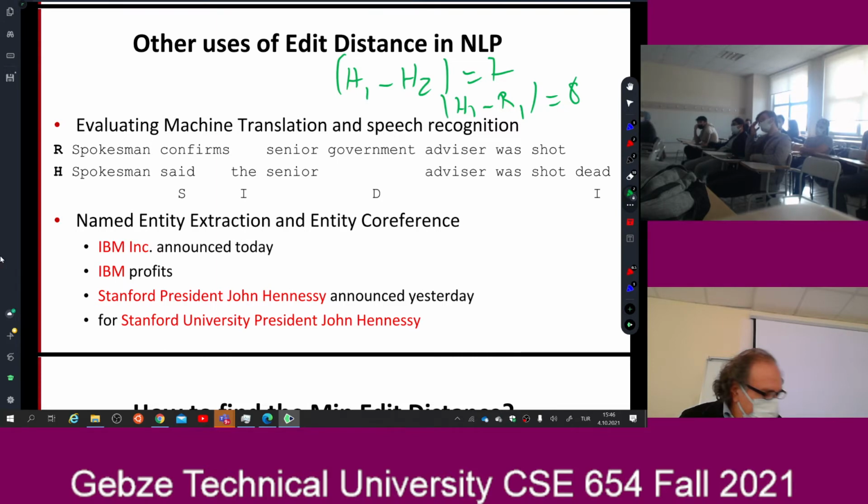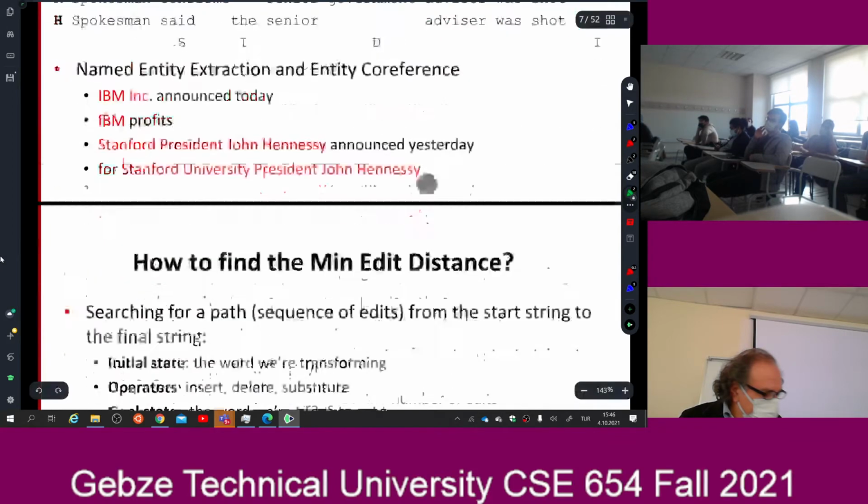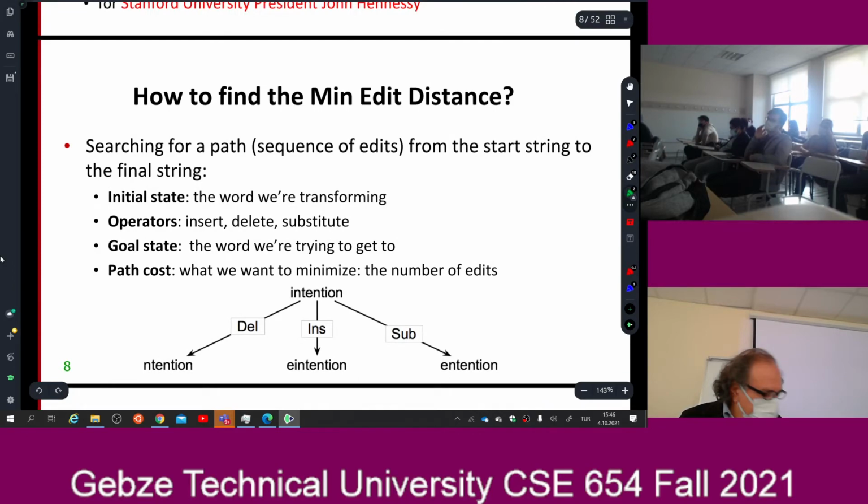Named entity recognition, again, entity extraction and coreference. IBM Incorporated and IBM refer to the same thing. The Stanford President John Hennessy, or the Stanford University President John Hennessy, is the same thing. So if the edit distance between these two clumps of words is small, then they mean the same thing. I hope I motivated you a little bit about this edit distance. Let's move on. Let's do the first brute force phase of doing this: state space search.